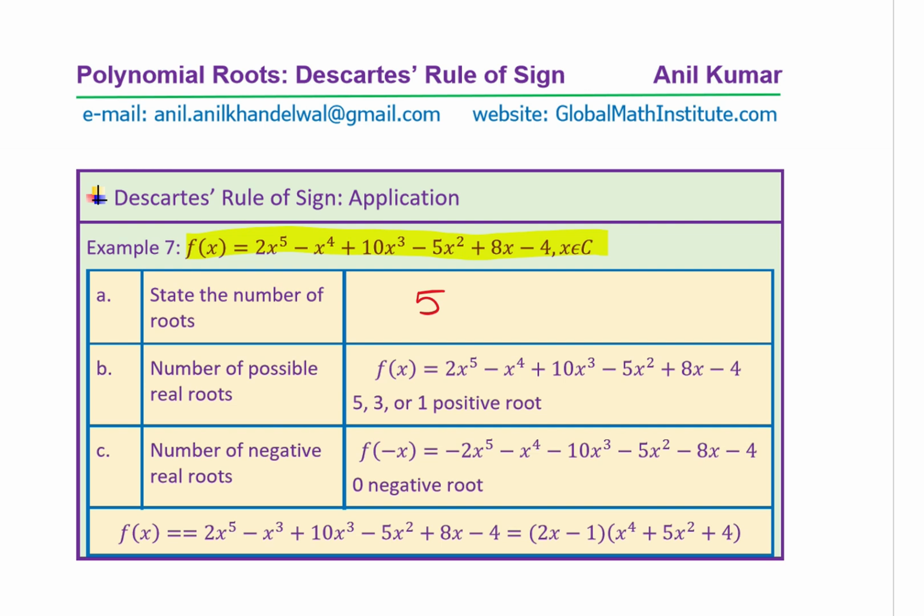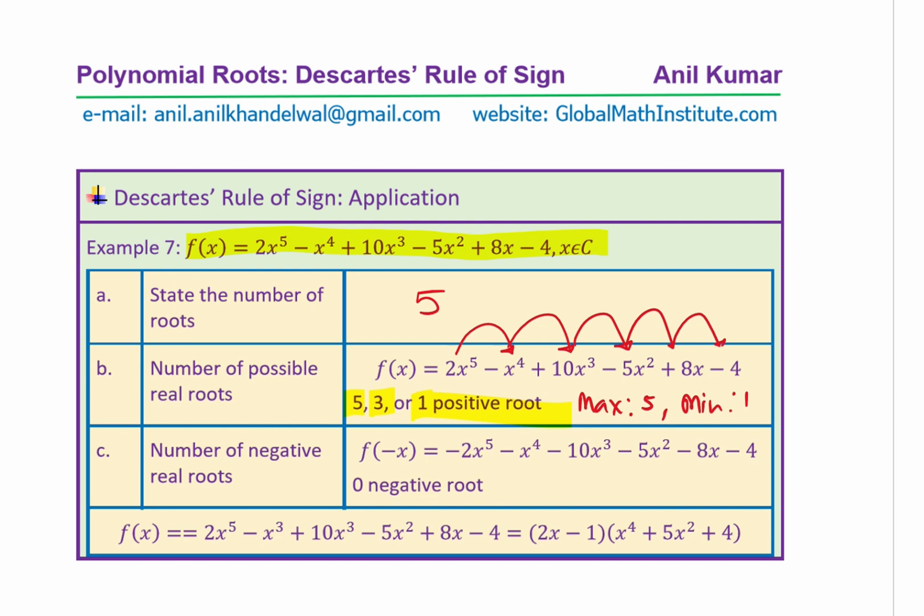To find the number of positive roots, we'll just see the change in sign. Sign changes like this: once, twice, right? Then again 3 times, 4 times, 5 times. So the possible roots could be 5, 3, or 1: 2 less, 2 less, 2 less, but at least 1. Do you see that? So we get maximum 5 and minimum 1. That is the number of positive roots which are possible in this case.